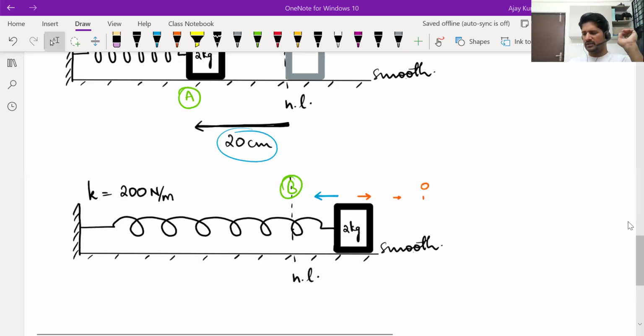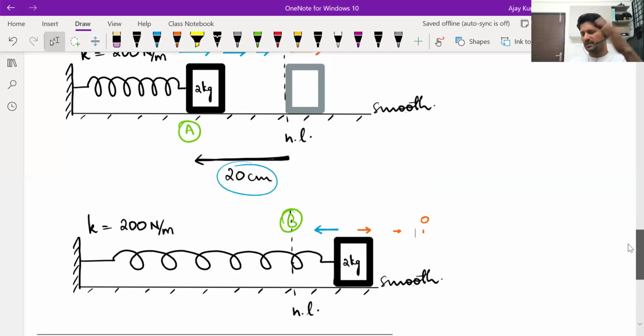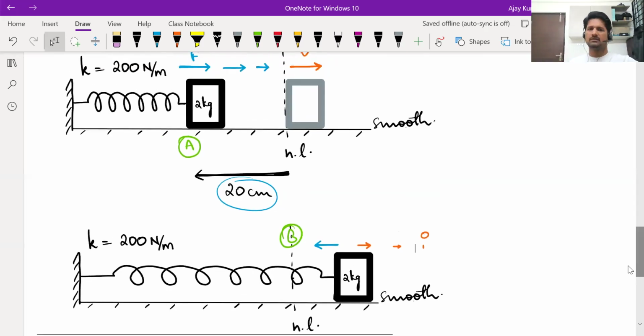So usually from a compressed state or an elongated state, when a spring comes to its natural length, it won't stop there. It will go to the other side, because by the time it comes to natural length, the object would have gained some momentum. And with that momentum, it will cross and move to the other side as well. We'll discuss this in detail. If there are other forces at play, then it may stop. It may not continue oscillating. It may just oscillate once or twice and stop. Lots of things can happen.